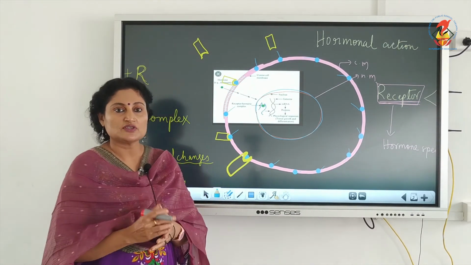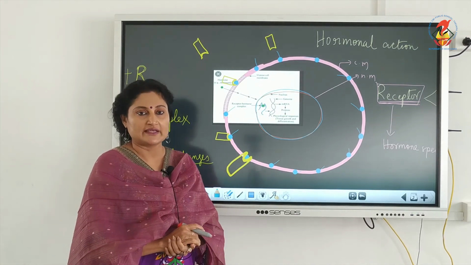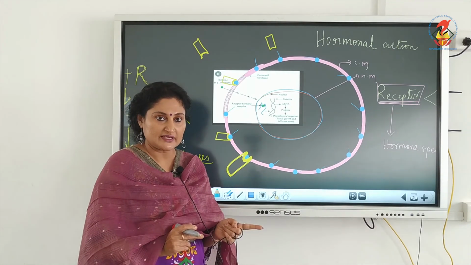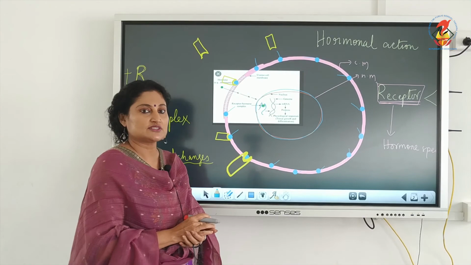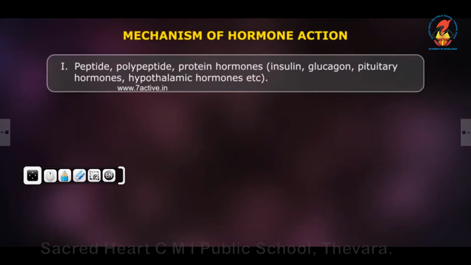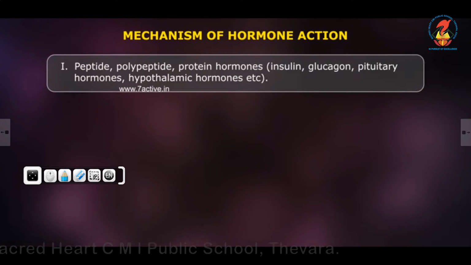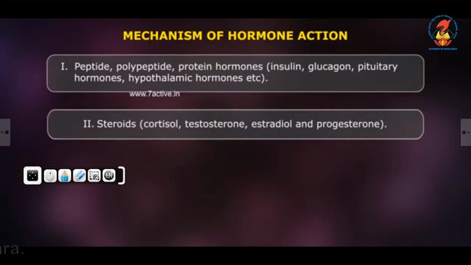So before going into that, we have to learn the 4 categories of hormones and to which receptors they bind. Whether they bind to the membrane bound receptors or whether they bind to the nuclear receptors or intracellular receptors. There are 4 categories of hormones. The first category of hormones are peptide, polypeptide and protein hormones. Examples are insulin, glucagon, pituitary hormones and the hypothalamic hormones. And remember, these hormones bind to the membrane bound receptors.